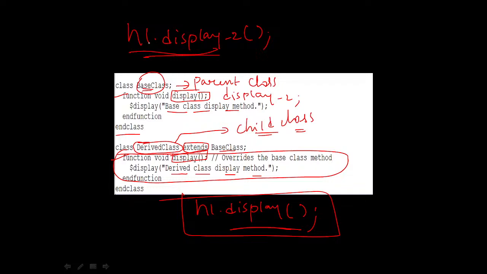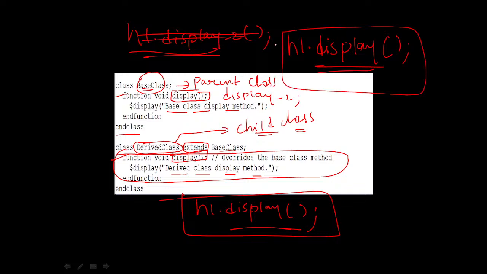We can differentiate it clearly, but here we are performing overriding. To perform overriding, both the method names present in the base class and child class should be the same, so that if we call h1 dot display, only the child class method is printed, no parent class method is printed. This is what overriding means.